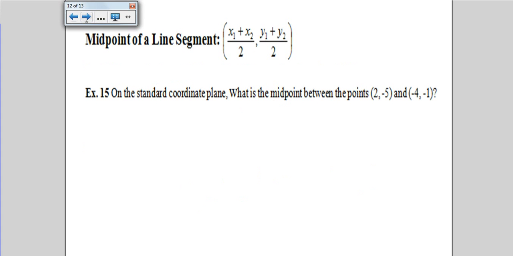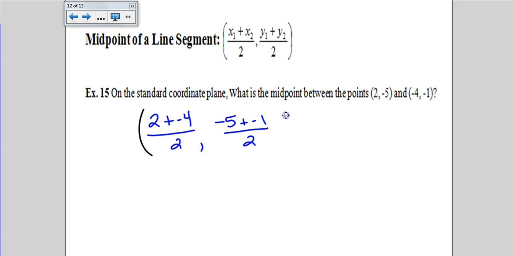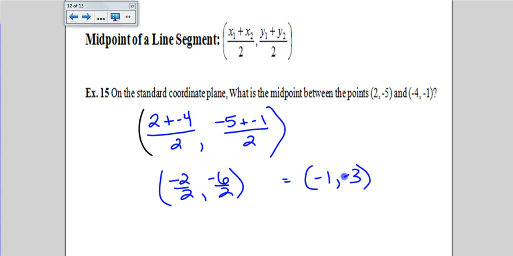Now, if you're on a coordinate plane and you have a line segment, that means you have x and y components, so you're going to have to add the x's and divide by 2, and do the same thing for the y's. So for my x's, I have 2 plus -4. We're going to cut that in half. And then for my y's, I have -5 plus a -1, and we're going to cut that in half. So we have -2 divided by 2, and then -6 divided by 2. This is an ordered pair. And when I reduce it, I get -1, -3.